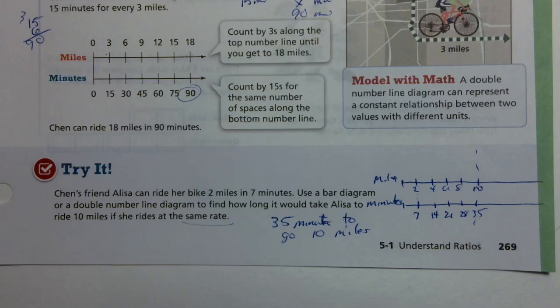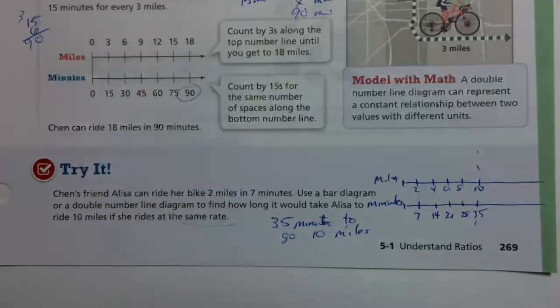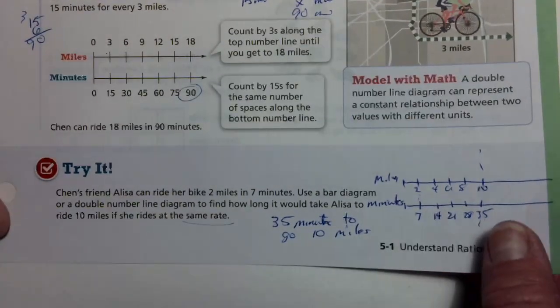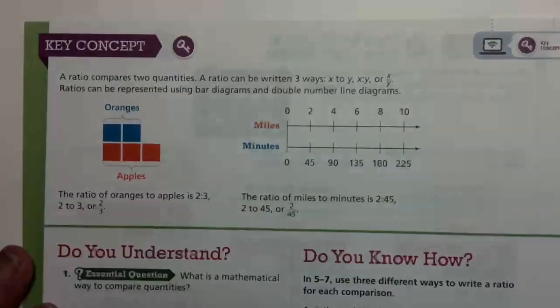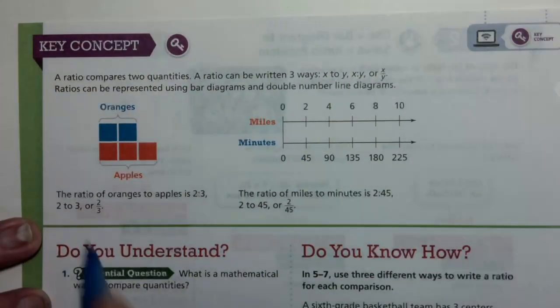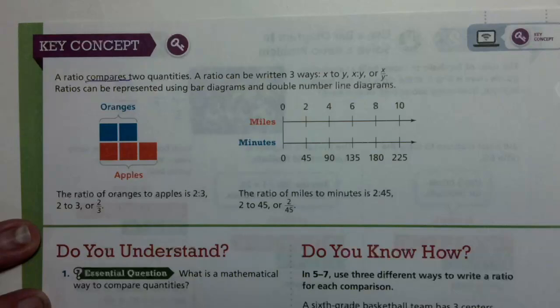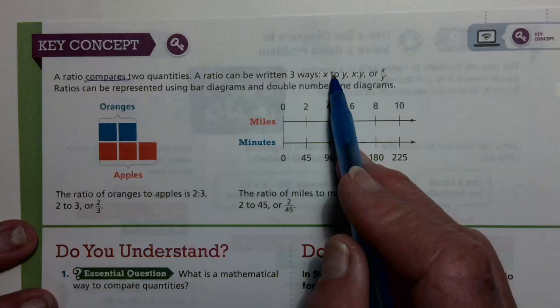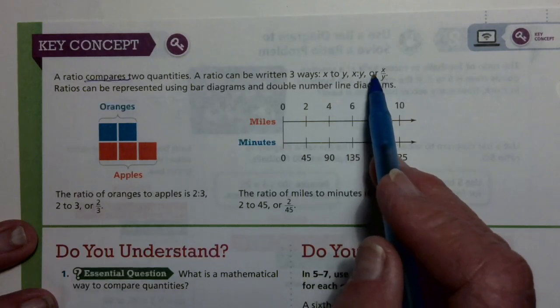Okay? We're just trying to learn how to work with ratios and comparisons in math. Okay, turn your paper over. Key concept at the top. A ratio compares two quantities. A ratio can be written 3 ways. Please, I need you to know all 3 ways. X to Y, X colon Y, or X over Y.